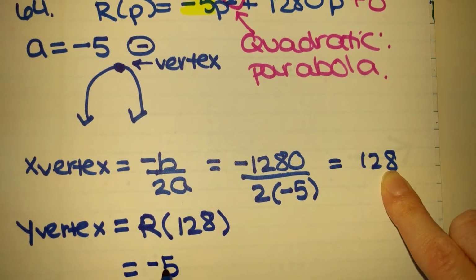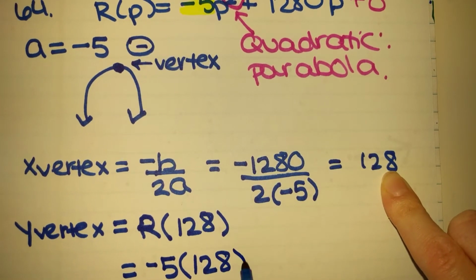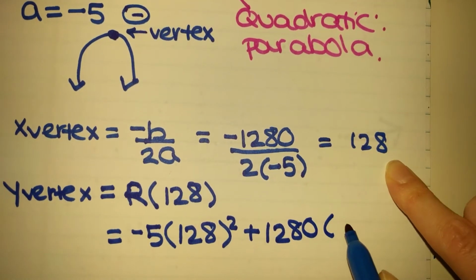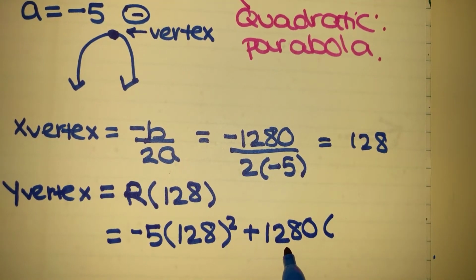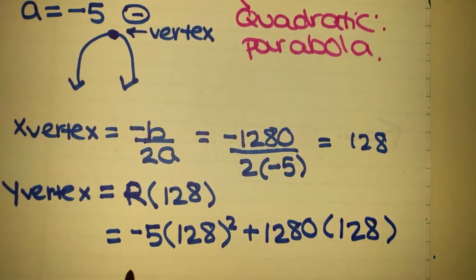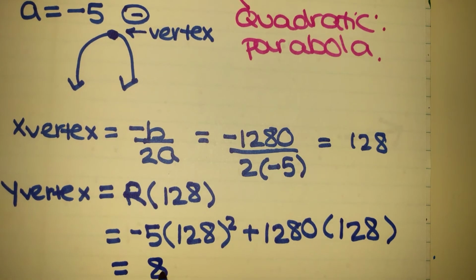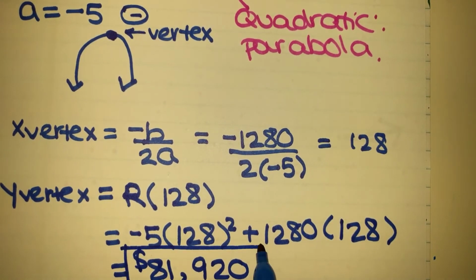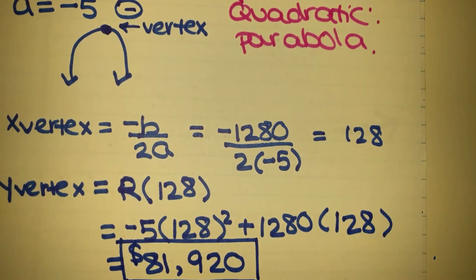So I would have -5 times 128 squared plus 1,280 times 128. And when you do that, you will get a revenue of $81,920. And so that is our answer, and that represents the total revenue at maximization.